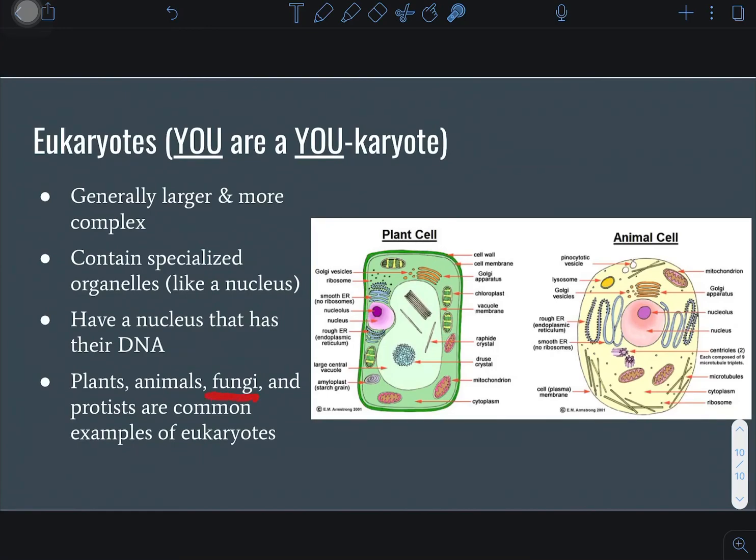Notice how fungi, mushrooms, are not listed as plants. Those are a separate classification of organisms. So that's the difference kind of between prokaryotes, eukaryotes, as well as kind of some basic parts of the cell theory.